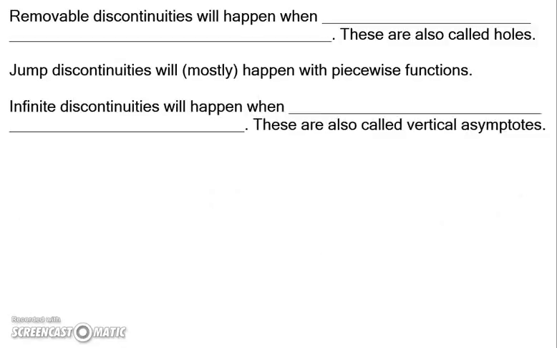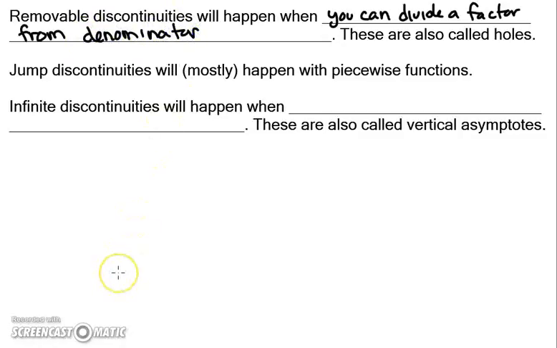Let's talk about when they happen. A removable discontinuity happens when you can divide a factor out of the denominator. And that factor is going to create that removable discontinuity. They're also called holes, and that should be pretty straightforward based on the graph.